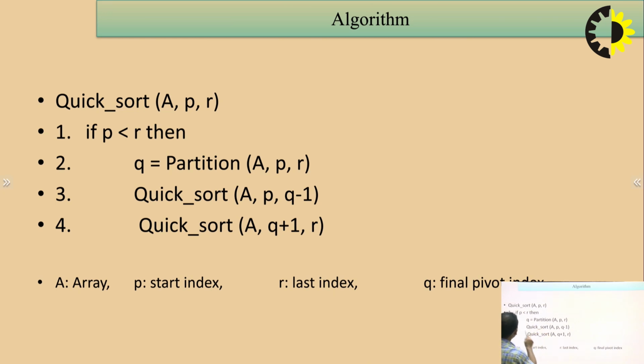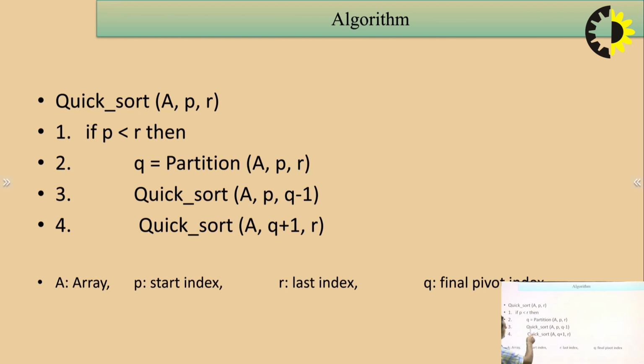We can recursively solve this sorting technique until P is less than R. This is the condition. P is the starting index and R is the last index of the array. When the starting index is less than the last index, then repeat this process. If they meet at the same point, means P equals R, or R is less than P, then stop the recursive process. Now see how partition works.